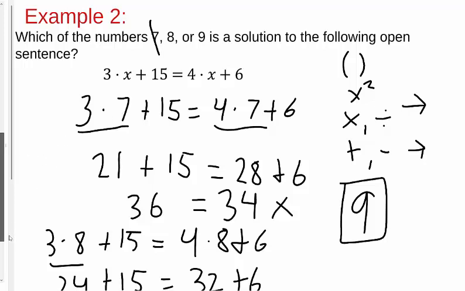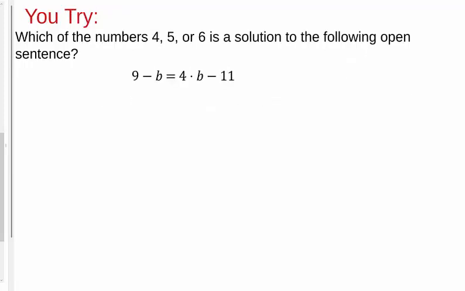All right, so now you can try. Which of the numbers 4, 5, or 6 is a solution to the following open sentence? We have 9 minus b equals 4 times b minus 11. Remember the order of operations I told you before. I'm going to remind you. Parentheses, exponents, and then multiplication, division, in order from left to right, and then addition, subtraction, in order from left to right. So pause the video, try this one, see if you get it right.